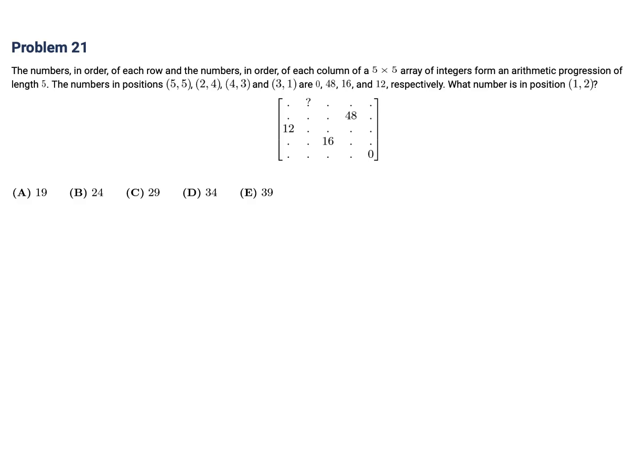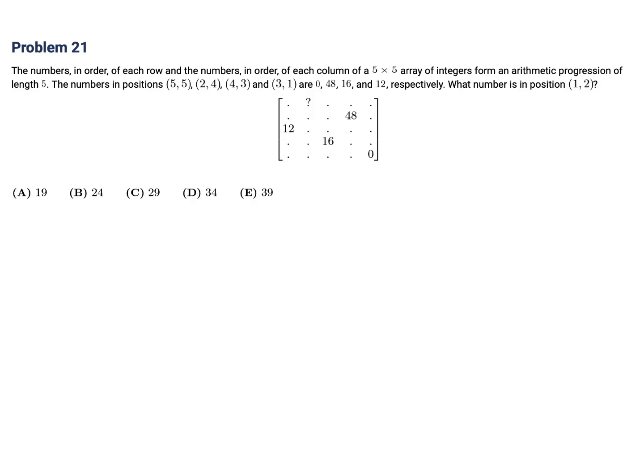The numbers in order of each row and the numbers in order of each column of a 5x5 array of integers form an arithmetic progression of length 5. The numbers in positions (5,5), (2,4), (4,3), and (3,1) are 0, 48, 16, and 12 respectively. What is the number in position (1,2)?